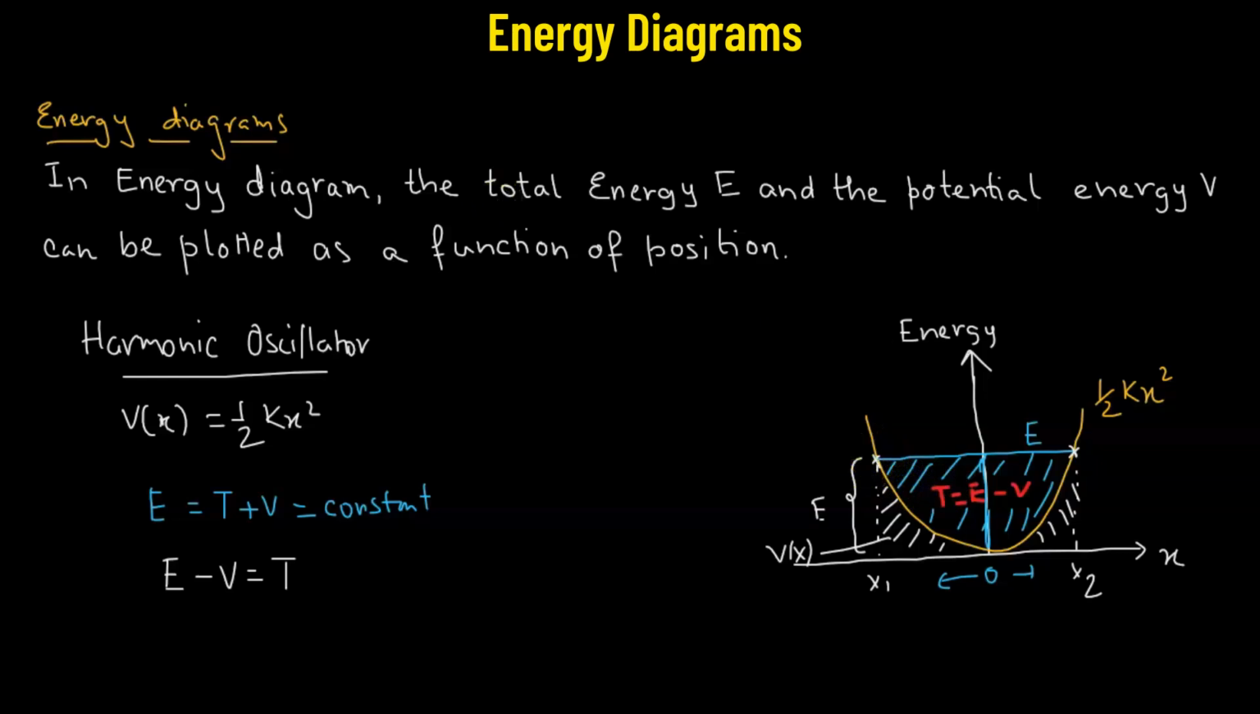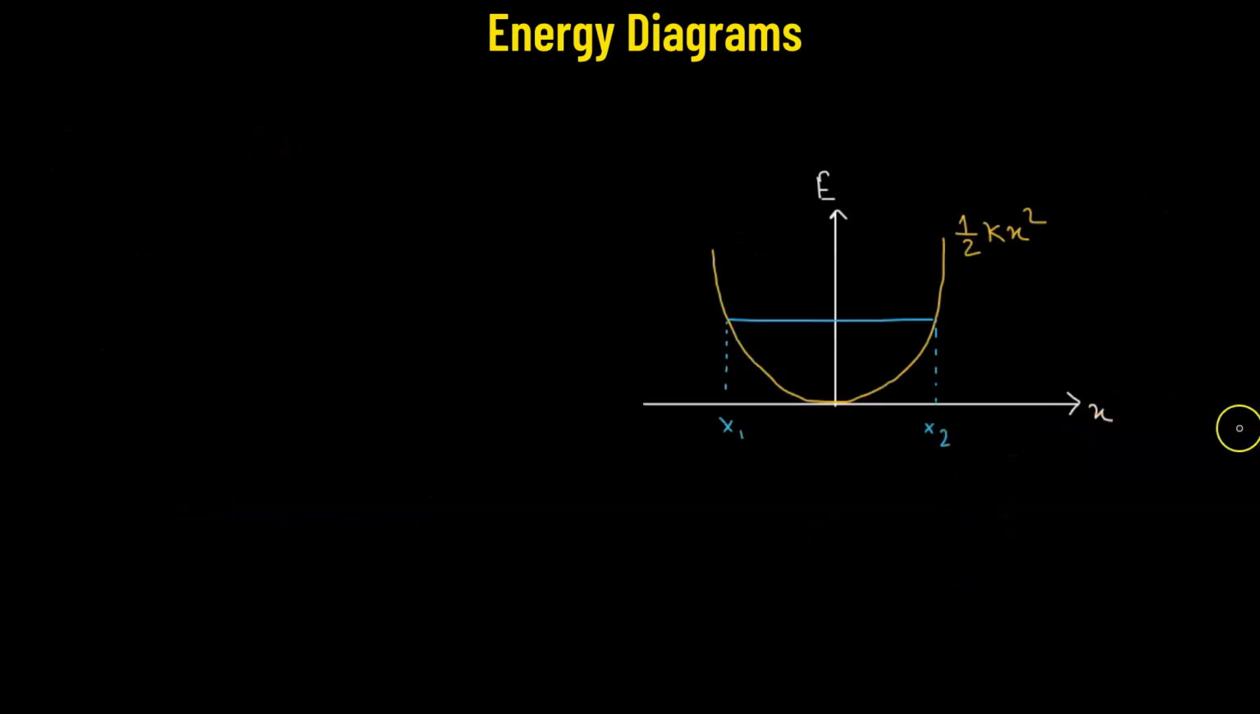These points are referred to as the turning points. We have one turning point at x equals x1 and another at x equals x2. This is where the particle momentarily comes to rest, changes its direction, and starts moving in the opposite direction. So this harmonic oscillator gives us a very good example of bounded motion.